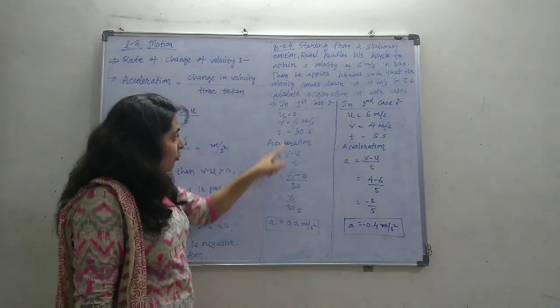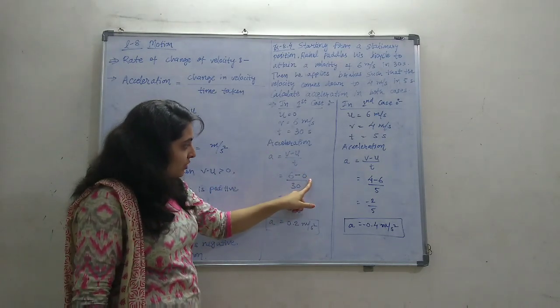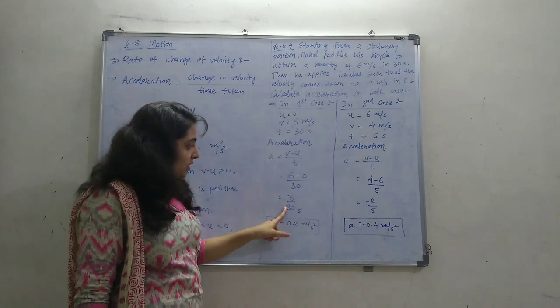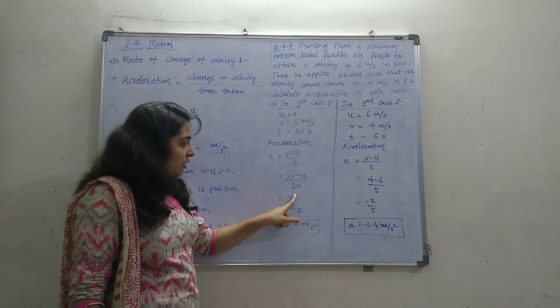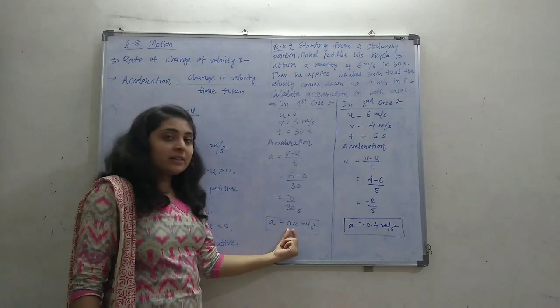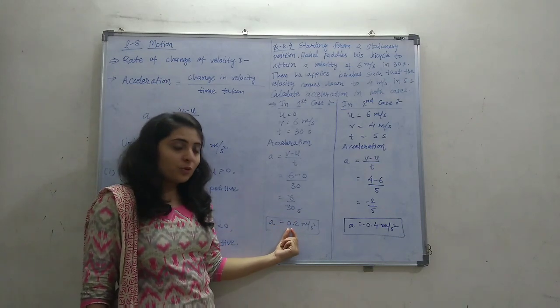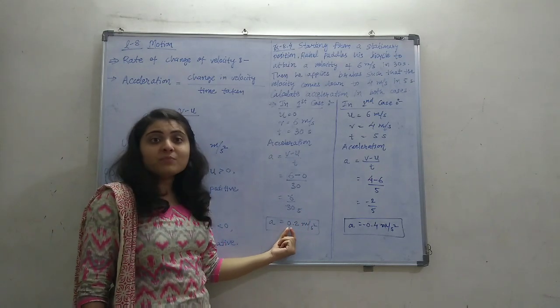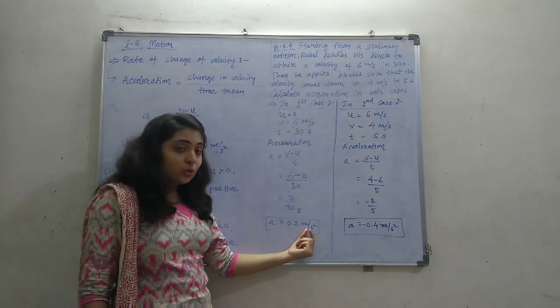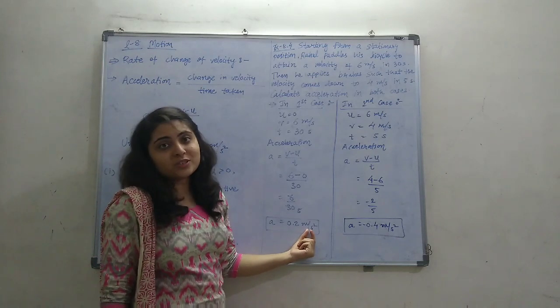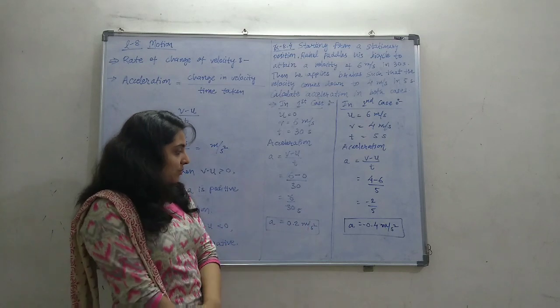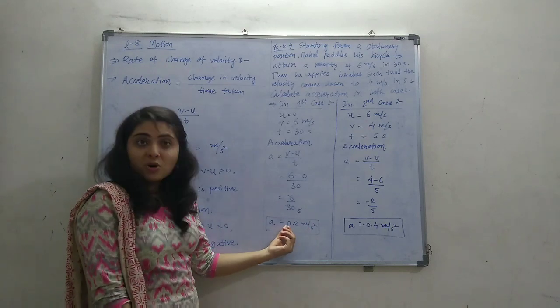Put the values. v is 6 minus u is 0 upon 30. 6 minus 0, 6 upon 30. 6 5s are 30, so 1 upon 5. And the decimal expression for 1 upon 5, when we divide 1 by 5, the answer will become 0.2. And unit for acceleration is meter per second square. So acceleration is equal to 0.2 meter per second square. And here we are getting the positive value.